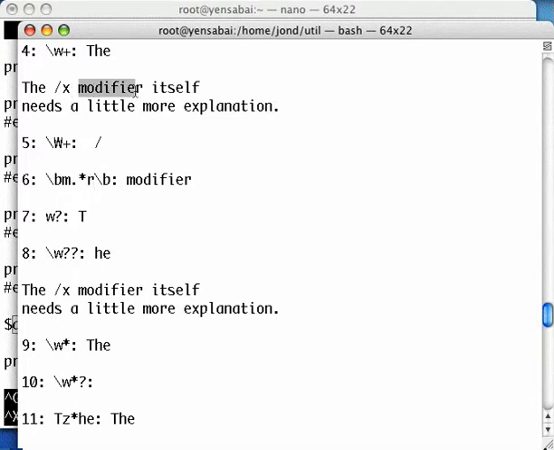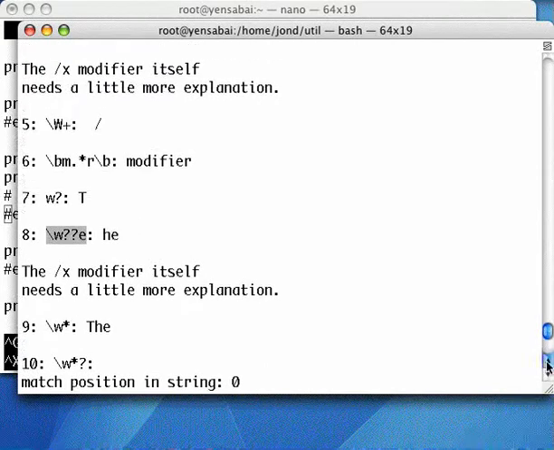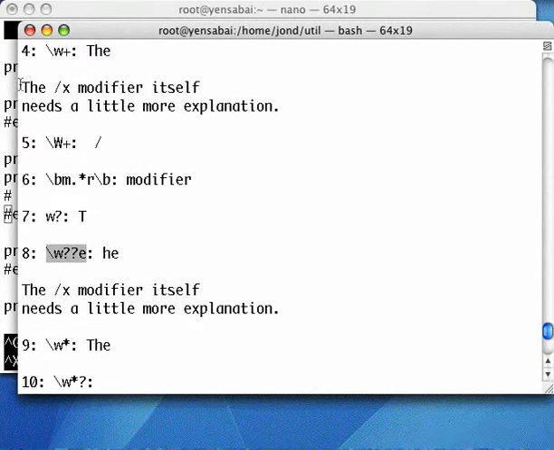So it's pretty much modifier, right? And that's correct. That's what we picked up. W, 0 or 1, and that's it. It's the first one in the sentence. He is a result of a word character, 0 or 1, and finding without greediness the first E that follows it. So yes, the T is skipped because it's only one word character, 0 or 1, followed by an E, non-greedy.